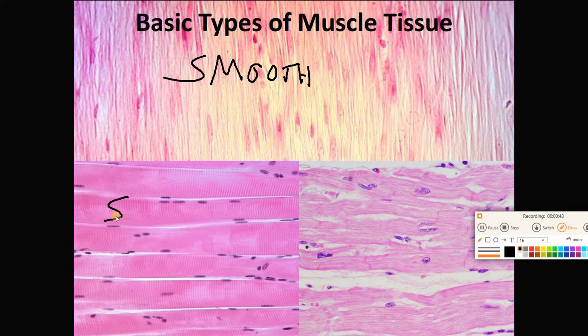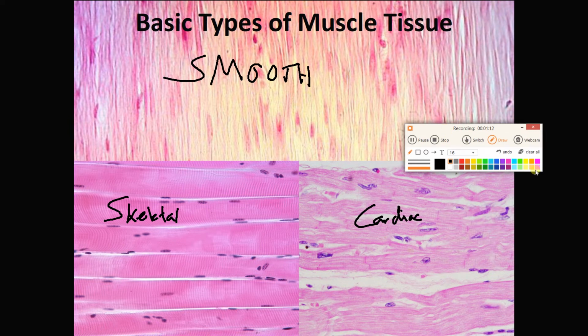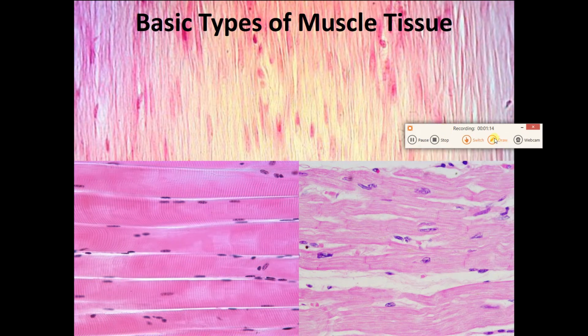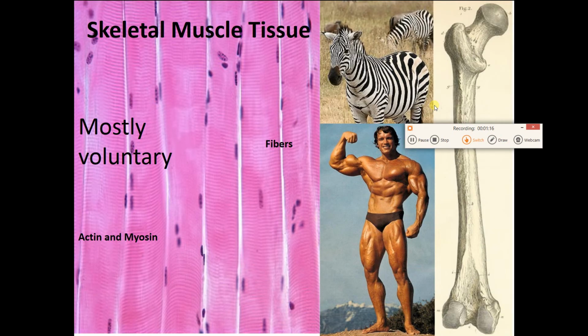Down here we got skeletal muscle, which, as its name implies, is attached to and pulls on bones. And then over here, bottom right hand side, we got cardiac muscle, which is found solely in the wall of the heart, contracts to generate the force to move blood through your circulatory system. So those are our three basic types of muscle tissue.